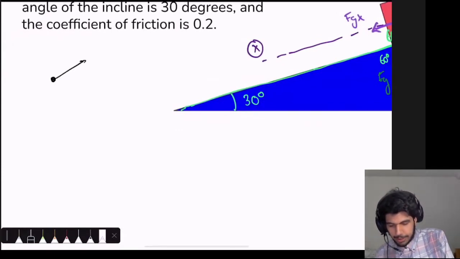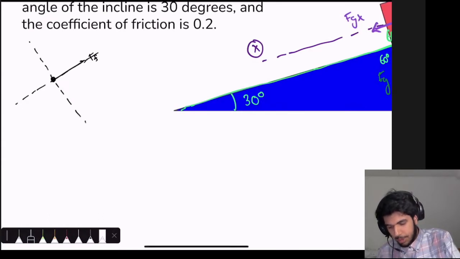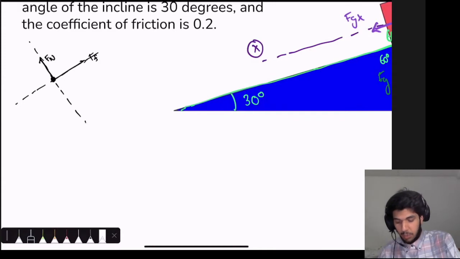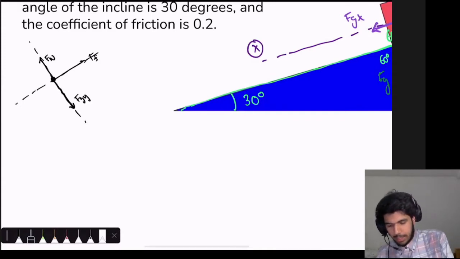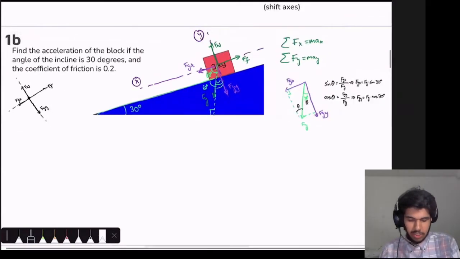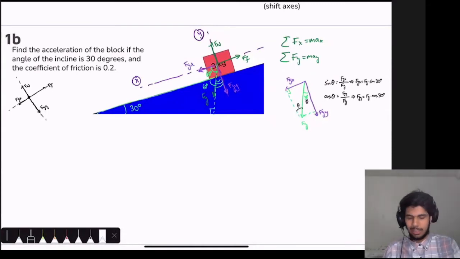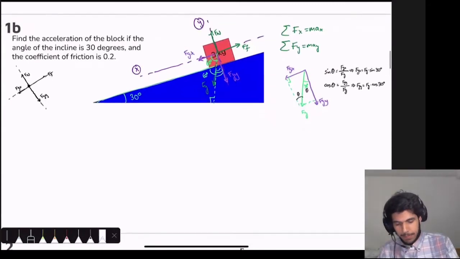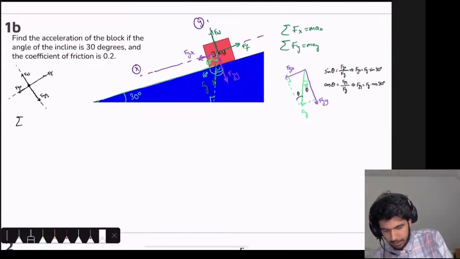So our force of friction remained the same, right? That was along the axes, and I'll just draw our axes here. Our normal force, that stayed the same. We didn't touch that. Now we subdivided the force of gravity into Fgy and Fgx. So now everything is on the axes, it's good. Now we can sum the forces in the directions, right? So let's do that. Sum of Fx equals max.